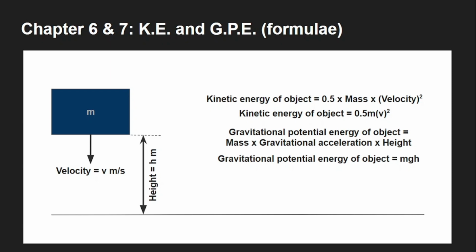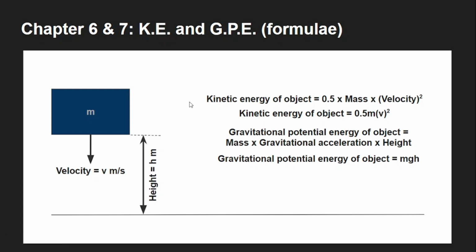So in this video, we'll start off with the formulas for kinetic energy and gravitational potential energy. So I've got a screenshot here of an object. It has a mass m, and it is at a height h above the surface of the Earth. And at this particular point, it has a velocity of v meters per second.